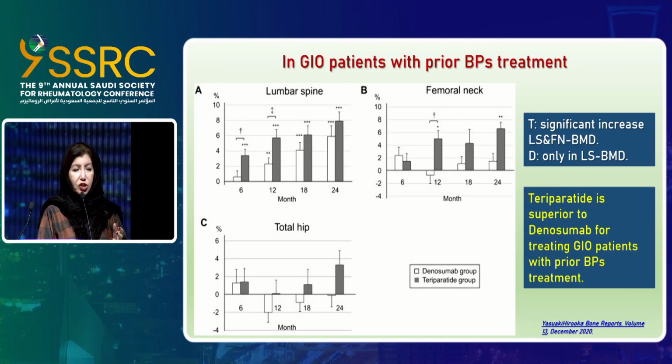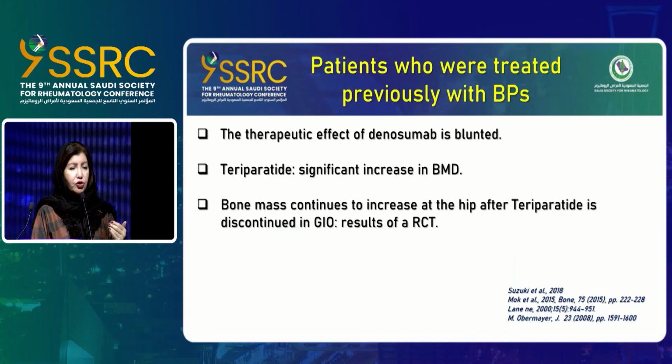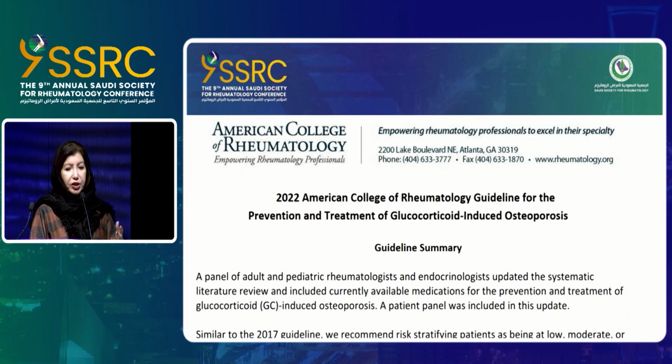What about patients with GIO who have been treated for a reason with bisphosphonates before? Here, teriparatide is superior to denosumab. It increased the bone density in all sites, not like denosumab. So it is superior in patients with GIO who have been treated with bisphosphonates in the past. Also, the therapeutic effect of denosumab in patients who are previously treated is blunted, but with teriparatide, there is a significant increase in the bone density, as we mentioned. So it is superior at all levels.